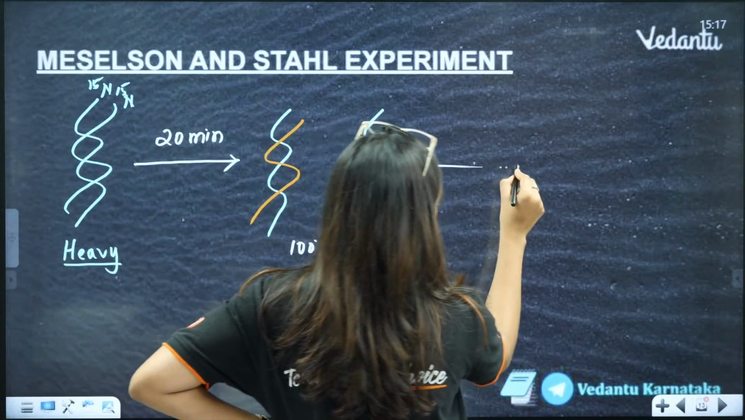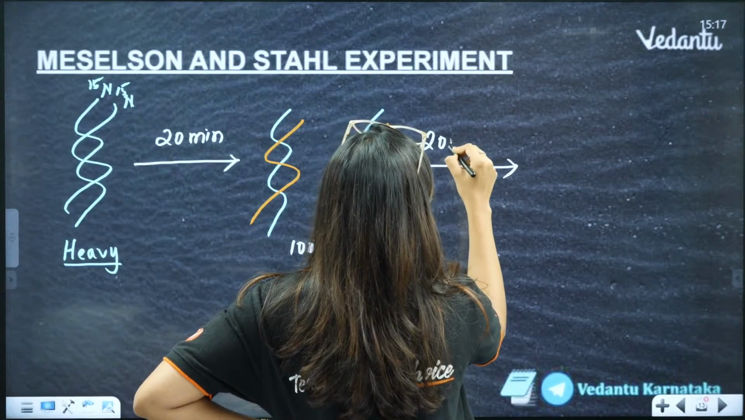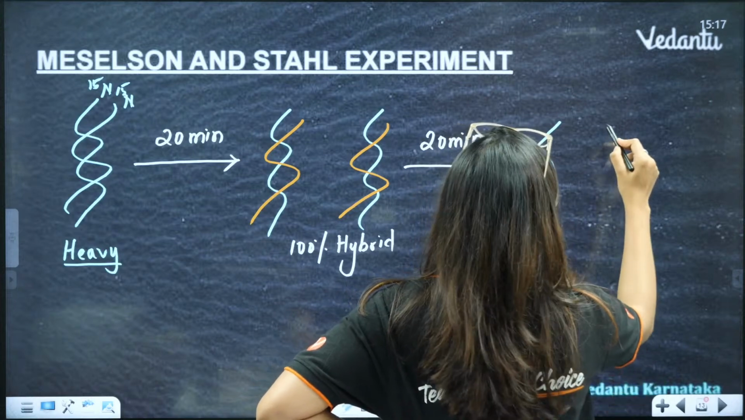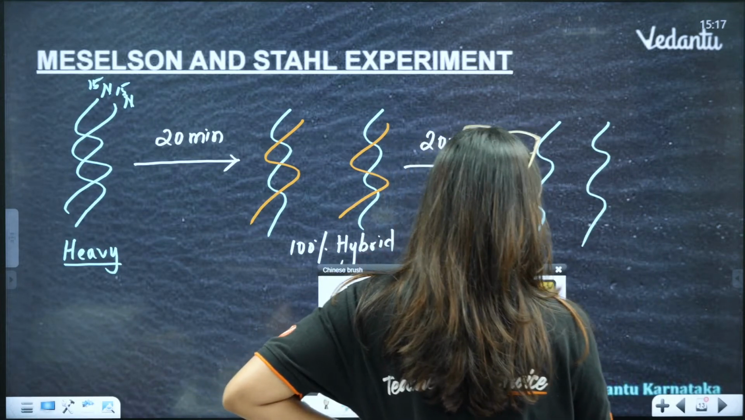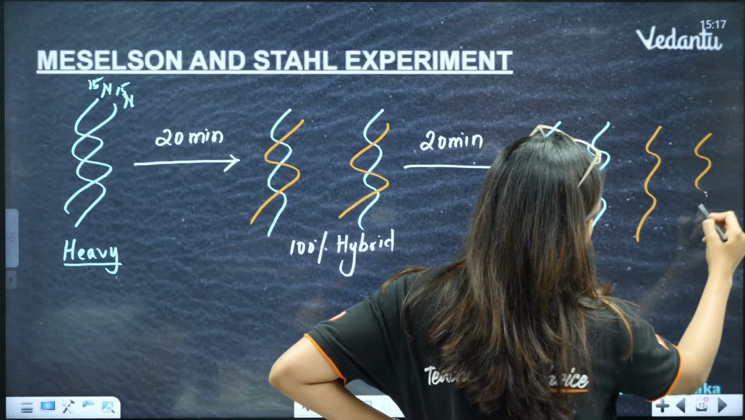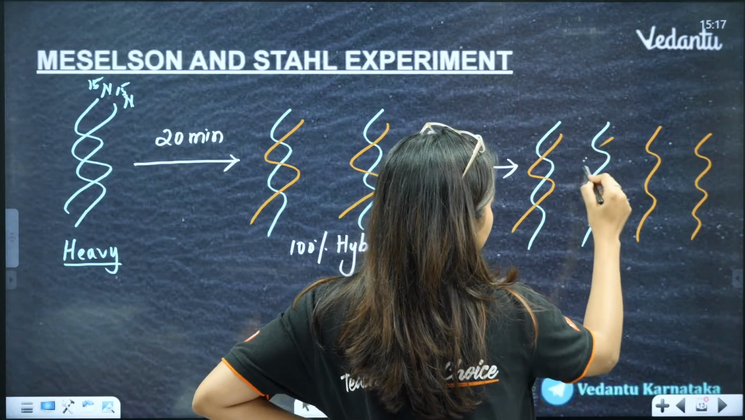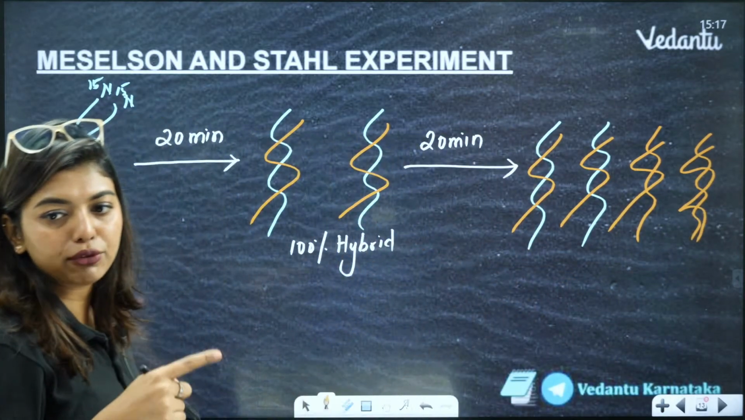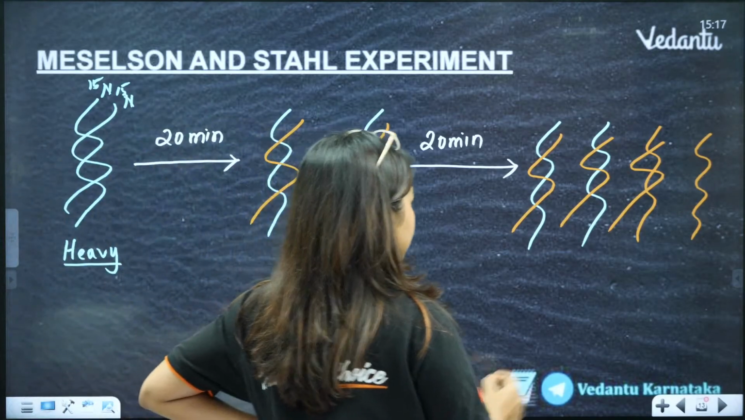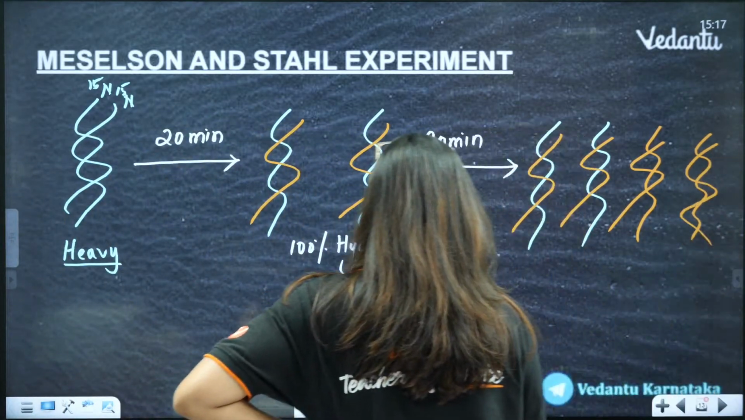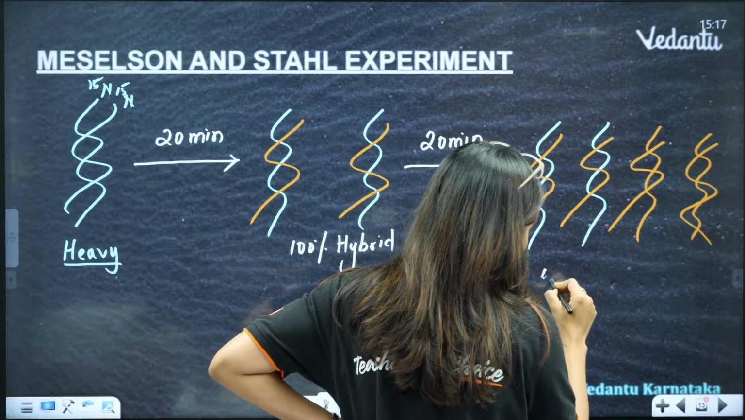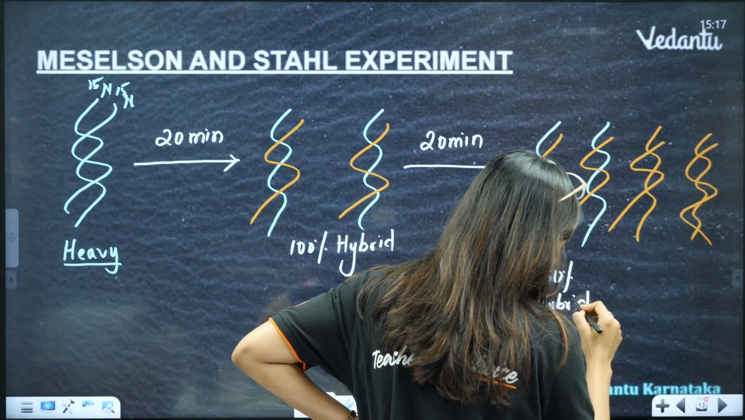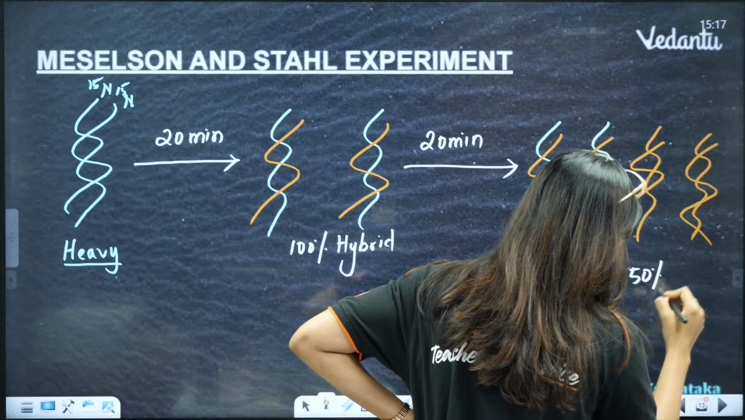Again, let's say after 20 minutes, I separated these strands, orange, orange. What am I going to get? Everywhere light is going to get added because they are going to stay in the N14 medium for longer. So obviously, we are going to get more light strands. So here, what are you going to get, students? You will get 50% hybrid and 50% light.